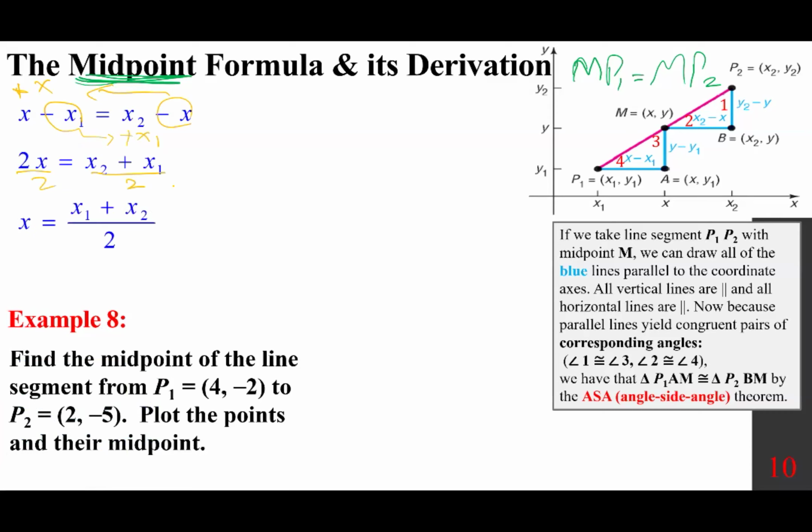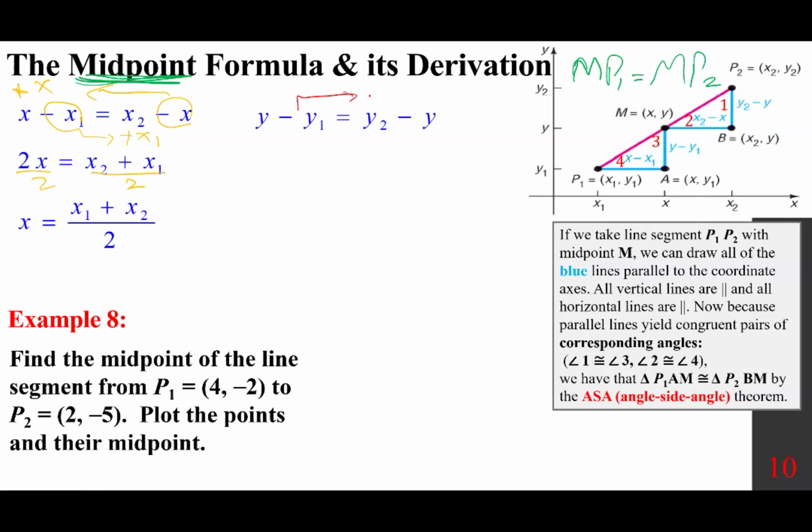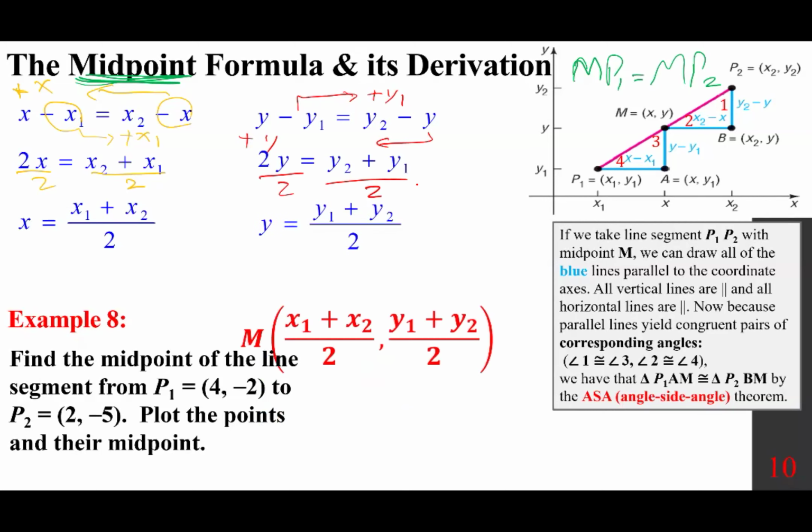And I can do the same thing for the y coordinates. This distance, y minus y1, is the same as this distance, y sub 2 minus y. And if I move things around, this one becomes plus y1. This one becomes plus y. We have this divided by 2, and therefore we have y, and here's the midpoint.